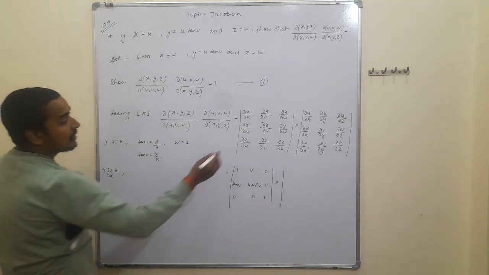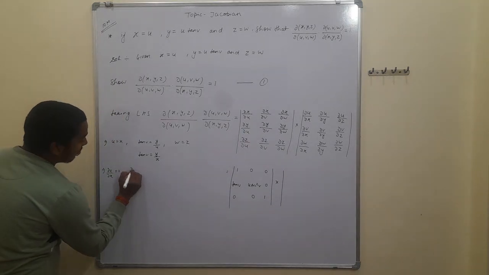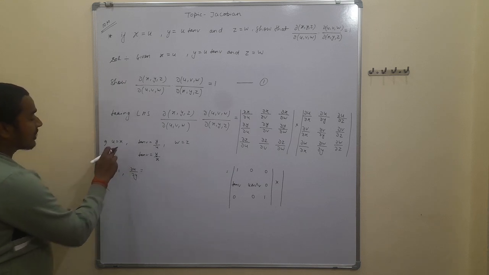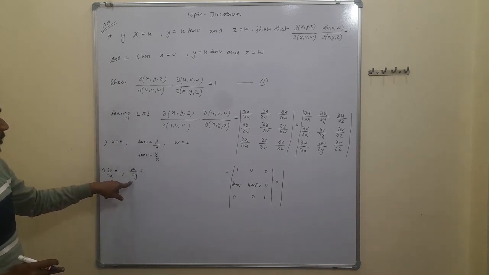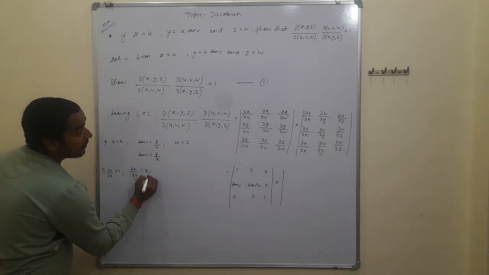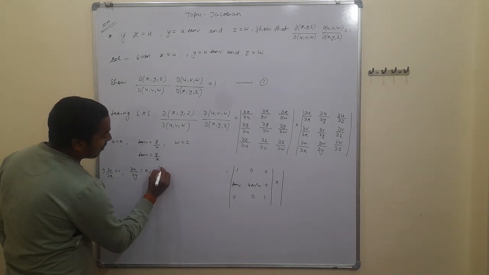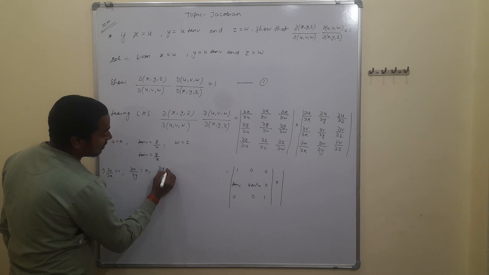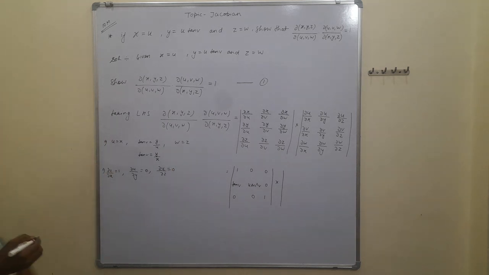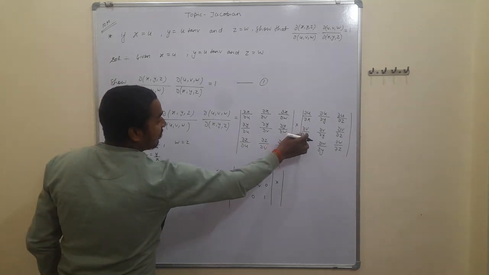Further we have to find ∂u/∂y. u is equal to x, differentiating partially with respect to y, there is no y present, so we write 0. And further we have to find ∂u/∂z, this is also 0 because there is no z present. Further we have to find ∂v/∂x.